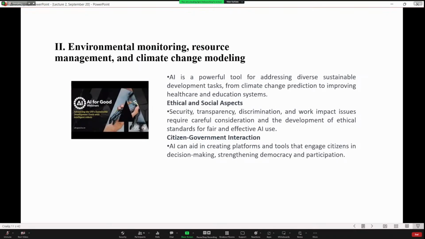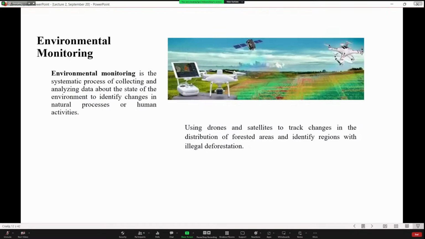So from the very beginning, we started to analyze in a global context, and we are extending this question to environmental monitoring, resource management, and climate change modeling as well. There are many ethical and social aspects around these questions, like security, discrimination, and work impact issues. So the solving approach is in finding not only a government but a democratic participation approach. And I will show how it's possible and what was going on and what has happened right now in this way. So I'll start from environmental monitoring.